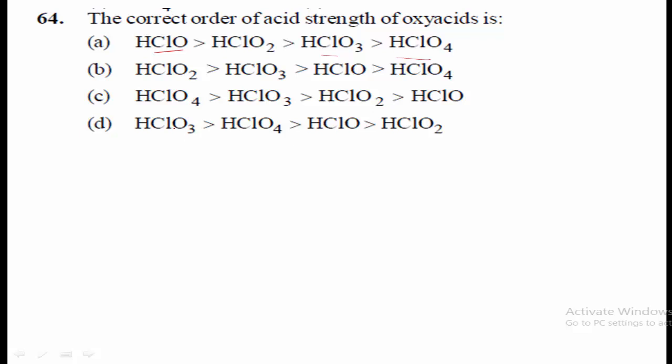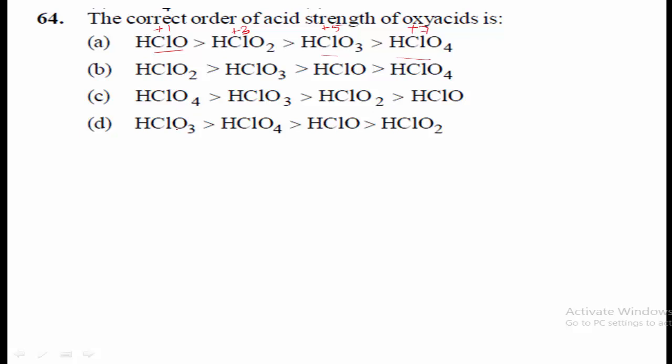So among these four, which one is the correct answer? First you have to determine which one has the higher oxidation state. If you observe HClO, what is the oxidation state of Cl? +1. Here HClO2 is +3, the third one HClO3 is +5, and HClO4 is +7.